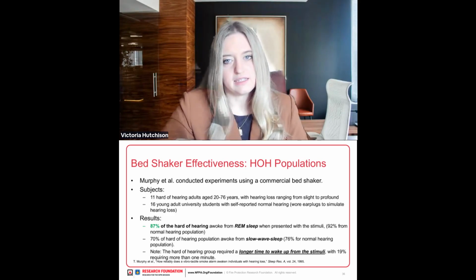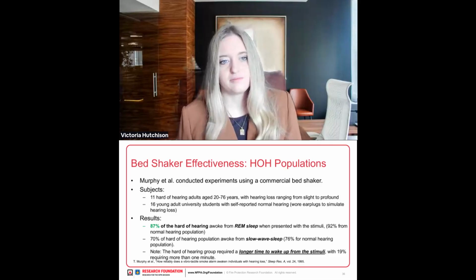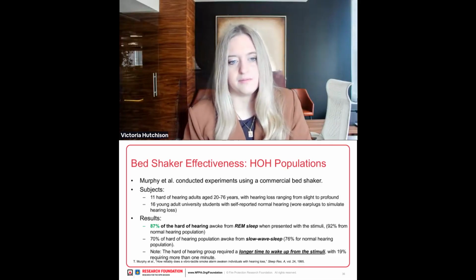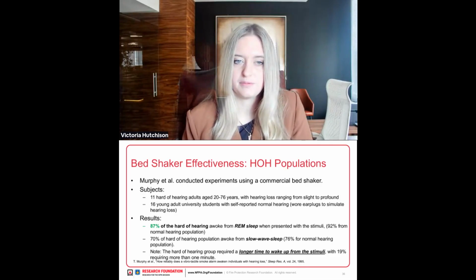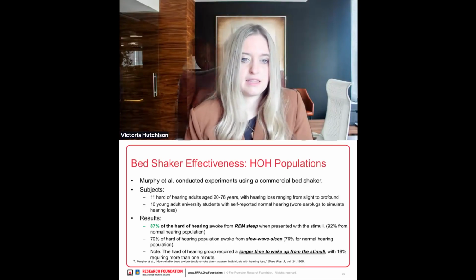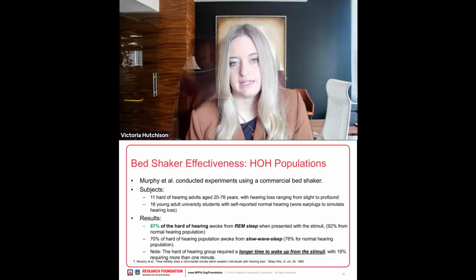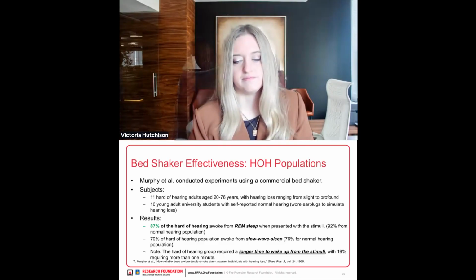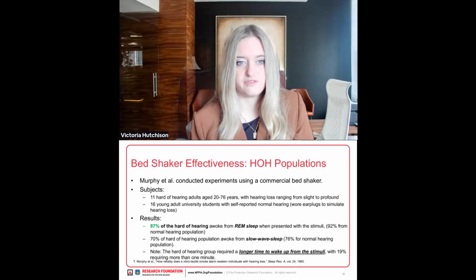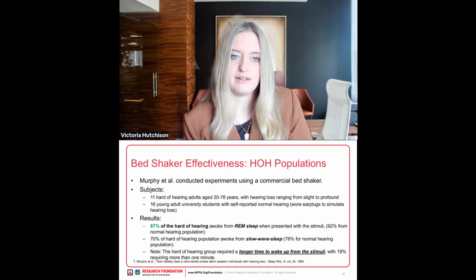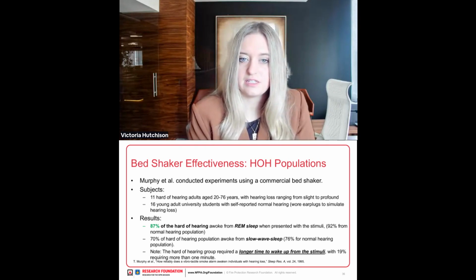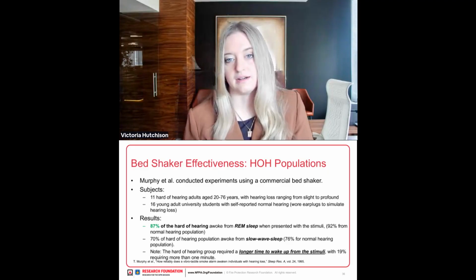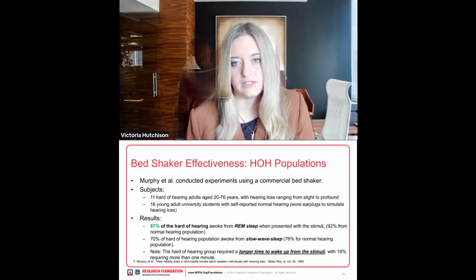Here's another study, specifically on hard of hearing populations. Murphy and some others conducted experiments using a commercial bed shaker. There were 11 hard of hearing adults between the ages of 20 to 76, so a pretty broad range there, and their hearing loss ranged from slight to profound. So there's quite a bit of variability there. There were 16 young adult university students with normal hearing who wore earplugs to simulate hearing loss.